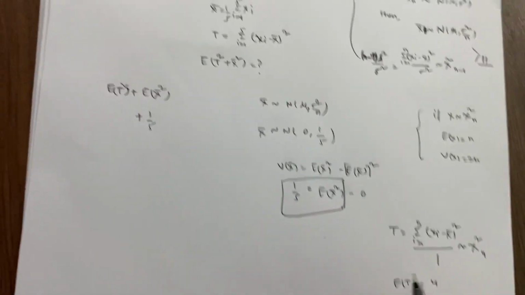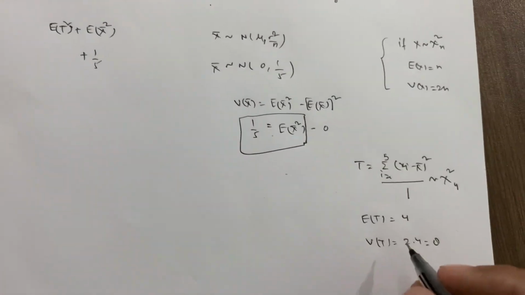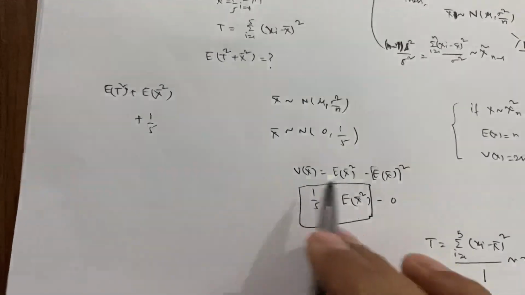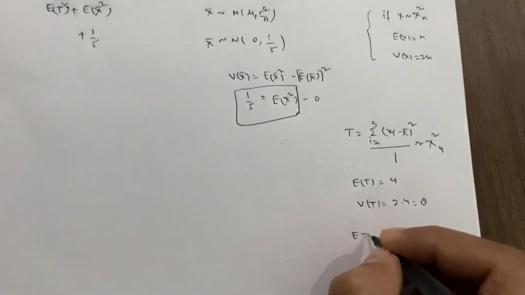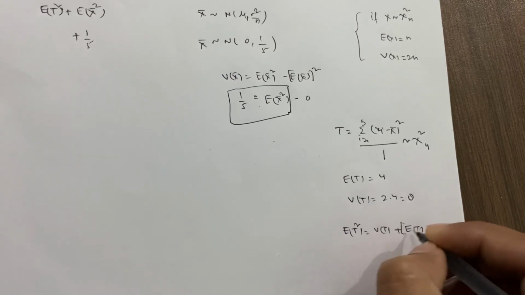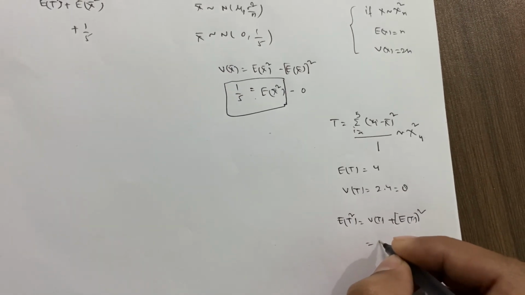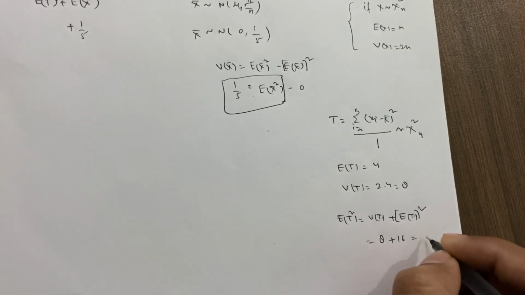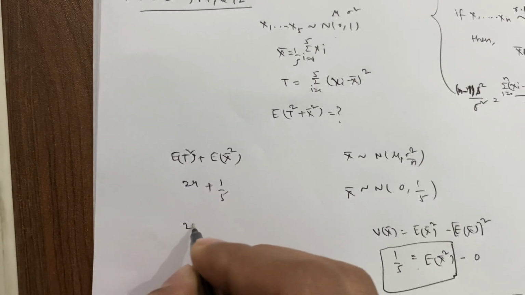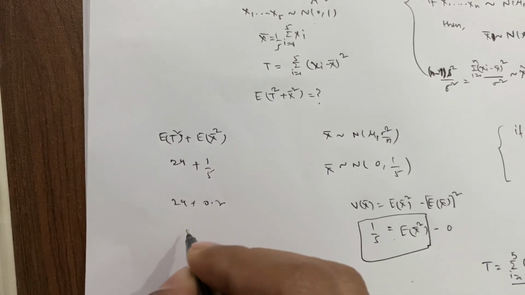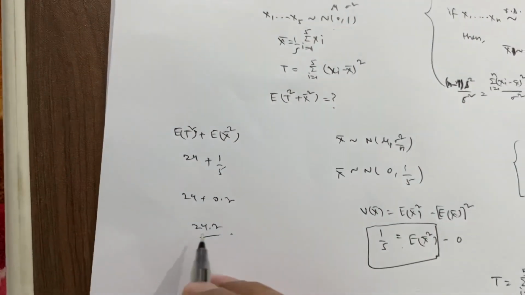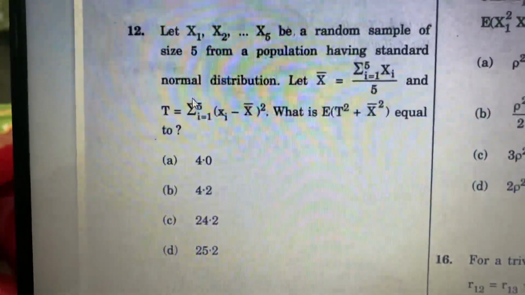Now we need to find expectation of t square, not expectation of t. So expectation of t square is related with variance of t, similarly like this. So expectation of t square is equal to variance of t plus expectation of t whole square. Variance of t is 8 plus 4 square is 16, this will be 24. Now 1 by 5 is basically 0.2, so 24.2. So we get expectation of t square plus x bar square is 24.2. So answer C is correct.